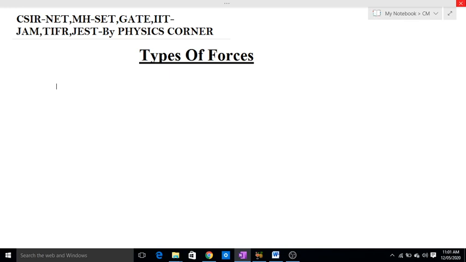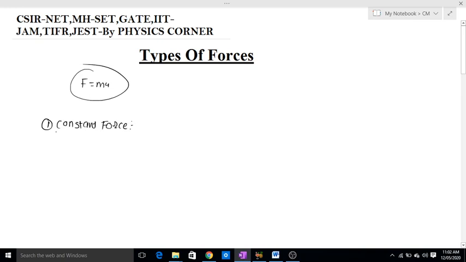As we know that according to Newton's second law, F equals m into a. ये आप सभी को पता है. Now देखिए one by one हम forces. The first force is constant force. First force is constant force. For example, F equals m into g.